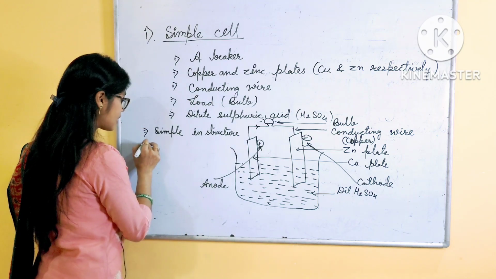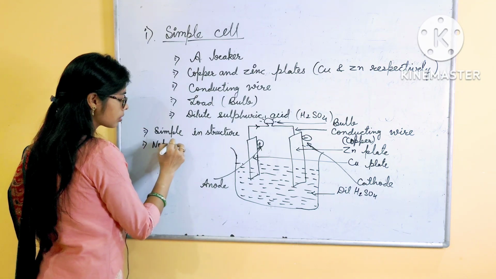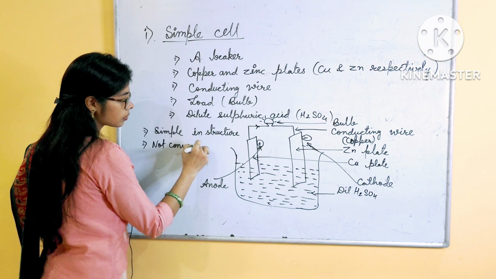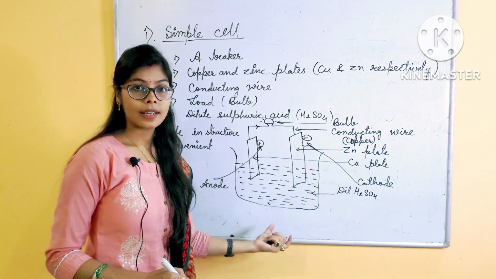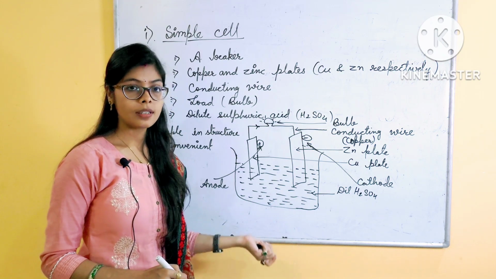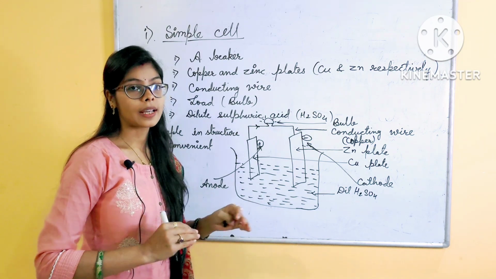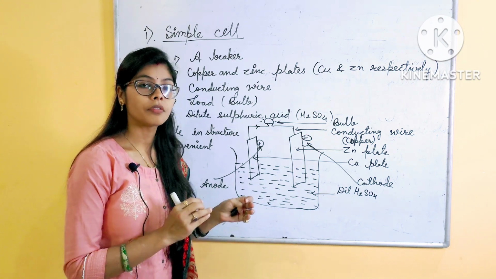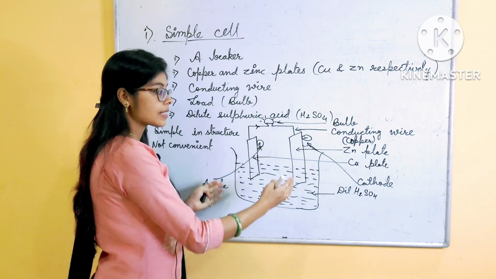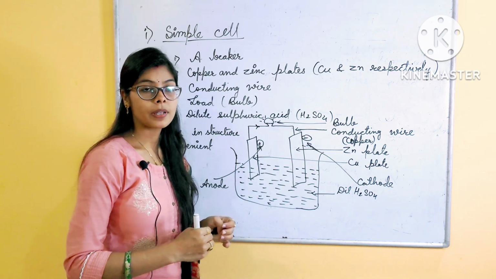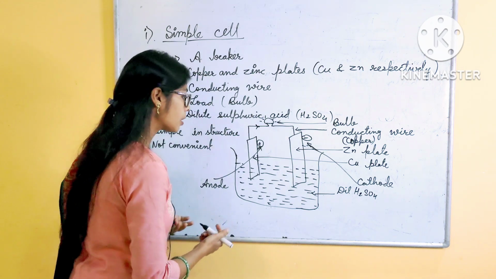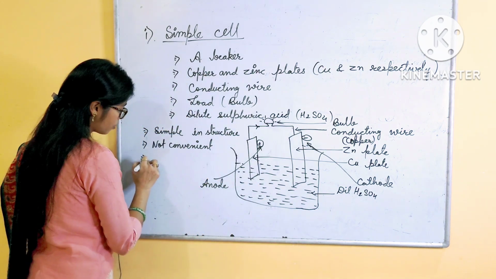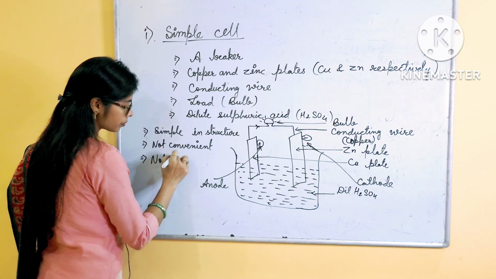But the simple cell is not convenient. As you can see, it is containing an acid, dilute sulfuric acid, and because of that we cannot carry it from one place to another very easily. इसका पूरा सेटअप बनाने के लिए हमको इसको एक प्लेस से दूसरी जगह ले जाने में डिफिकल्टी होगी. So that's why it's not convenient, not cheaper also.